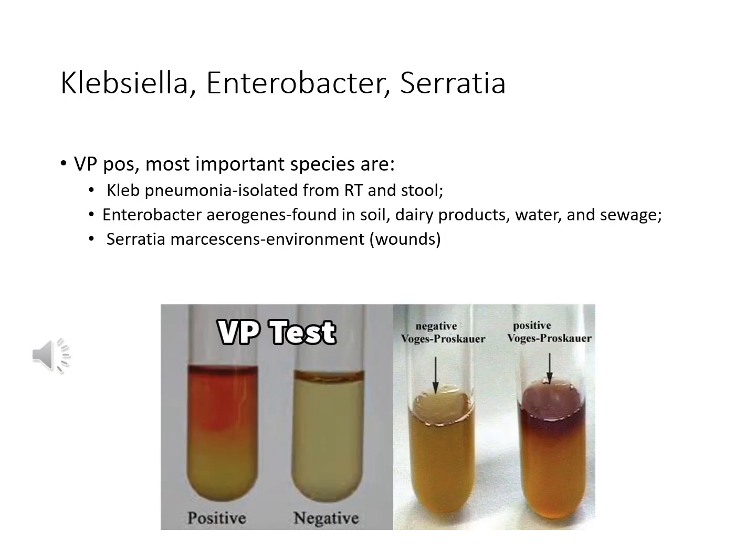Klebsiella, Enterobacter, and Serratia. So these are Voges-Proskauer or VP positive. The most important species are Klebsiella pneumoniae. These are isolated from the respiratory tract and stool. Enterobacter aerogenes is found in the soil, dairy products, water, and sewage. And Serratia marcescens is an environmental organism, so typically we will recover Serratia from things like a wound culture.